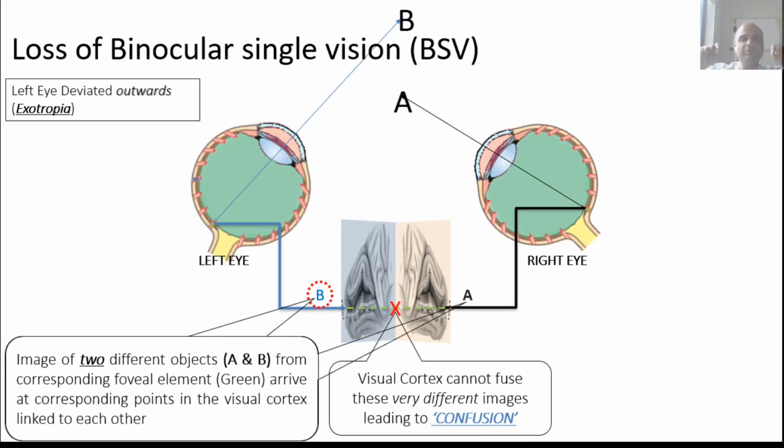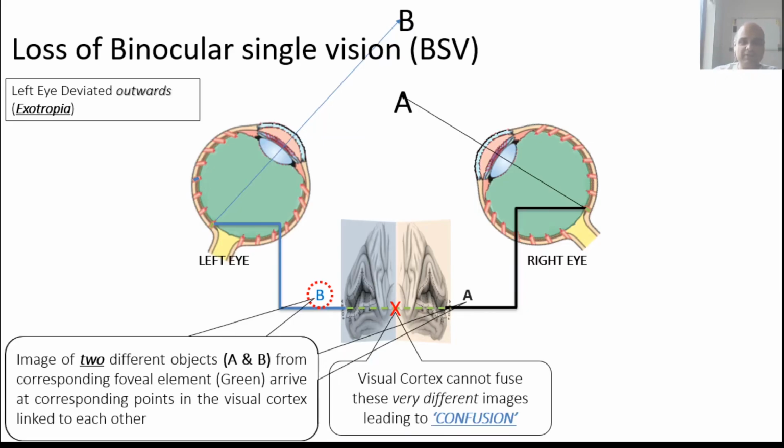And because both of these information from A and B is coming from the fovea, which has the best visual acuity, the brain is now really confused. Both are equally clear because both are coming from the fovea. So sometimes this person will see A, sometimes this person will see B, and that is called confusion. And that confusion occurs because the visual cortex is confused.